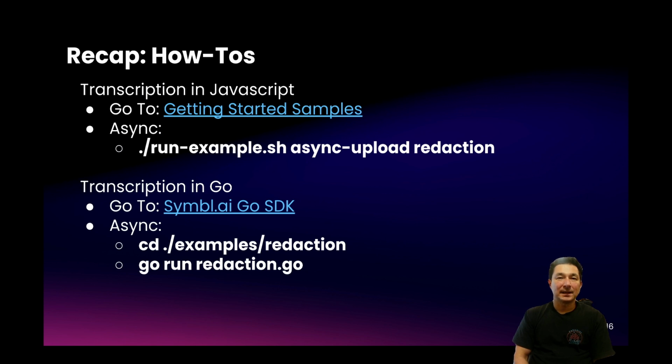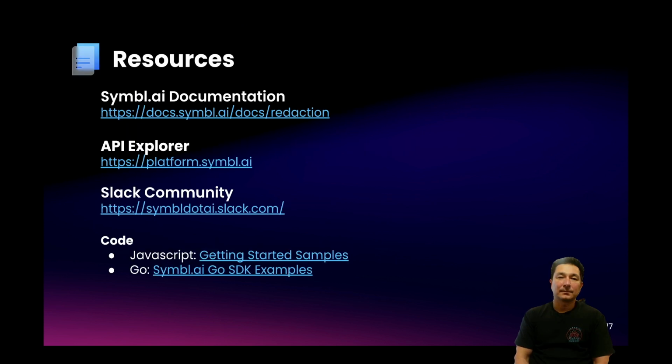For a recap on the how-tos, you can recreate everything done in this demo using the information contained on this slide. This will enable you to run the redaction example in JavaScript and using the Go SDK. Here are some additional resources: the Symbl platform documentation, the API Explorer, which offers an excellent way without code to explore the platform's different capabilities.